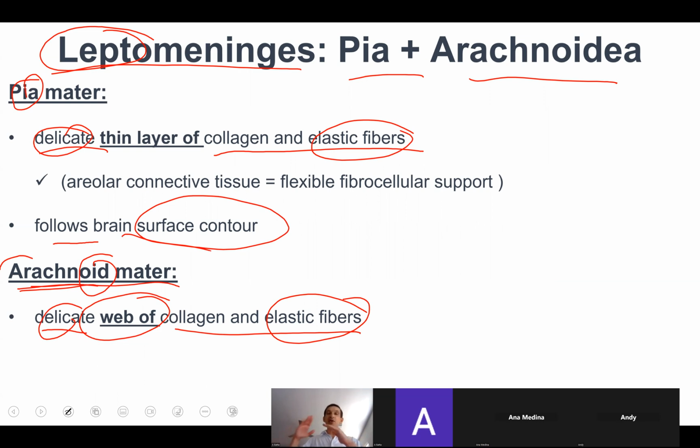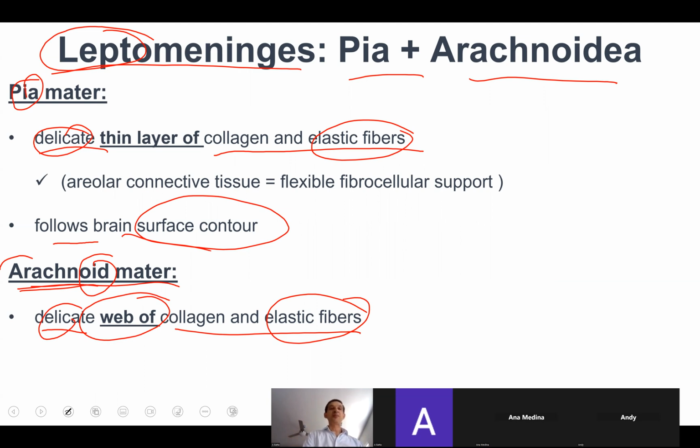The claim to fame of pia is nothing other than it follows the brain surface contour very, very closely. So if the brain goes down, pia goes down. If the brain goes up, pia goes up. Pia cannot be separated from brain. Pia is stuck to the brain. Dura is stuck to the calvarium. Dura forms those folds. That's the only time it comes away from the calvarium.